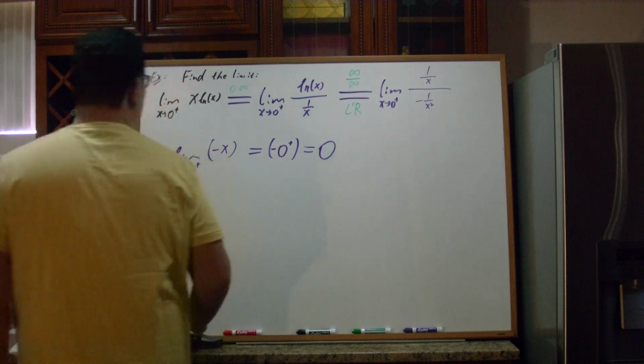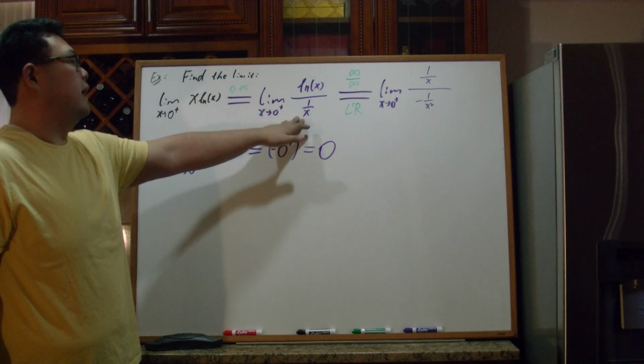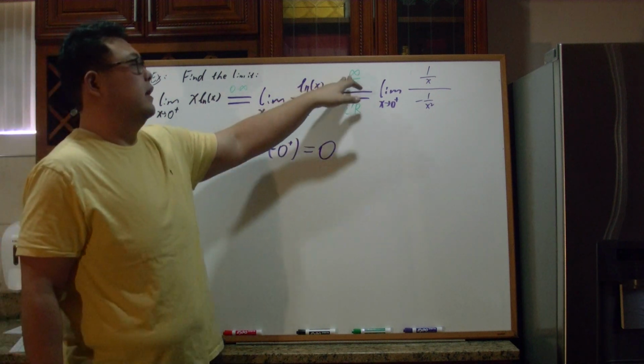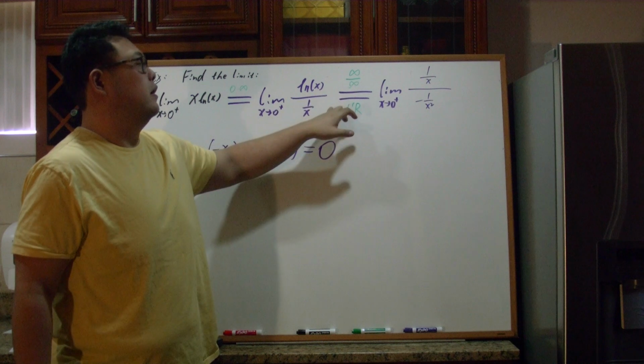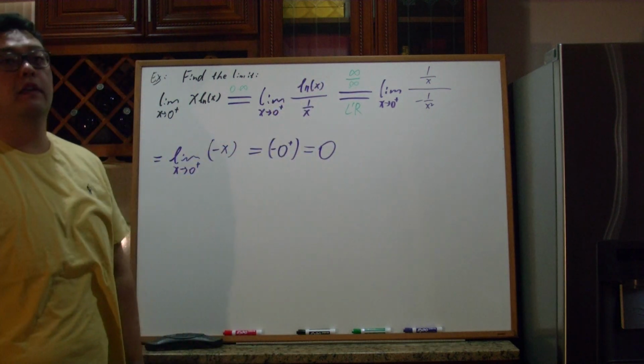For a product as an indeterminate form, we need to simplify to a ratio, to a quotient, then we are able to apply L'Hopital's rule since it is an indeterminate form we have.